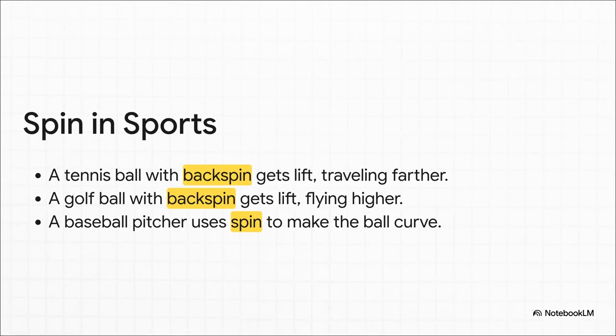And once you know about it, you see this everywhere in sports. That backspin on a tennis ball or a golf ball, that's the Magnus effect, giving it extra lift, letting it just hang in the air for longer. And a pitcher's curveball? That's not some kind of magic trick. It's the Magnus effect, creating a powerful sideways lift that makes the ball literally curve through the air.